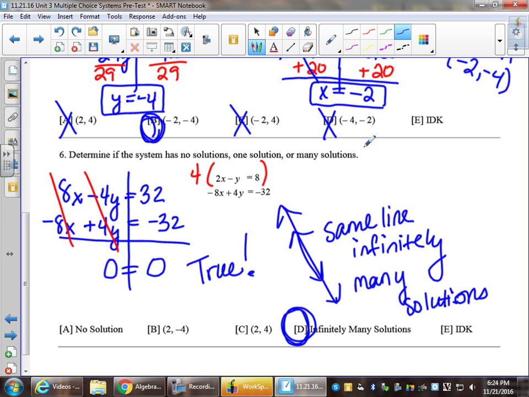If this had come out false, like 0 equals 10, that's what no solution would be, if it was a false statement. So be careful on that. You don't want to do all this work and then mix up true and false. False would be something like 0 equals 10.